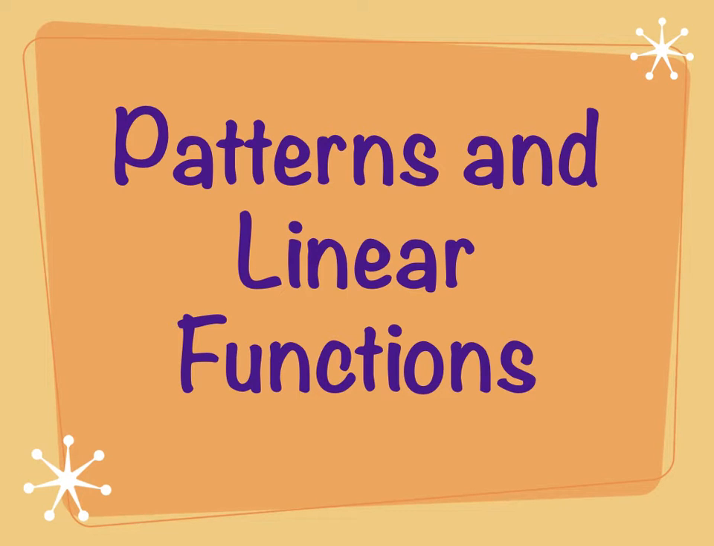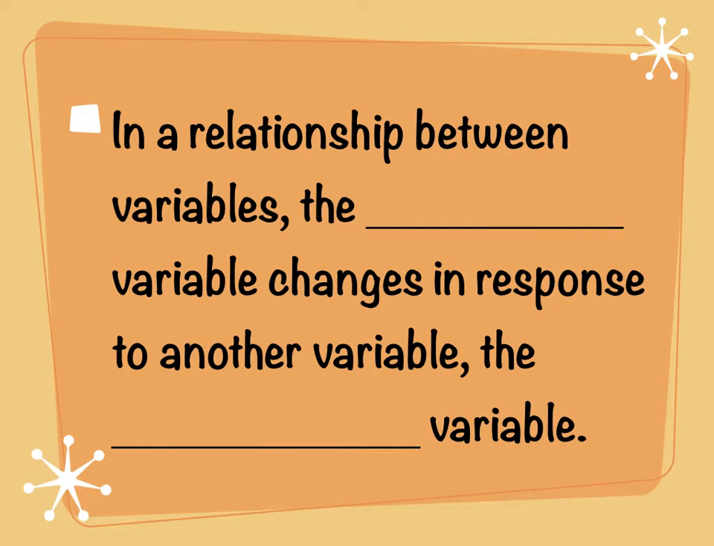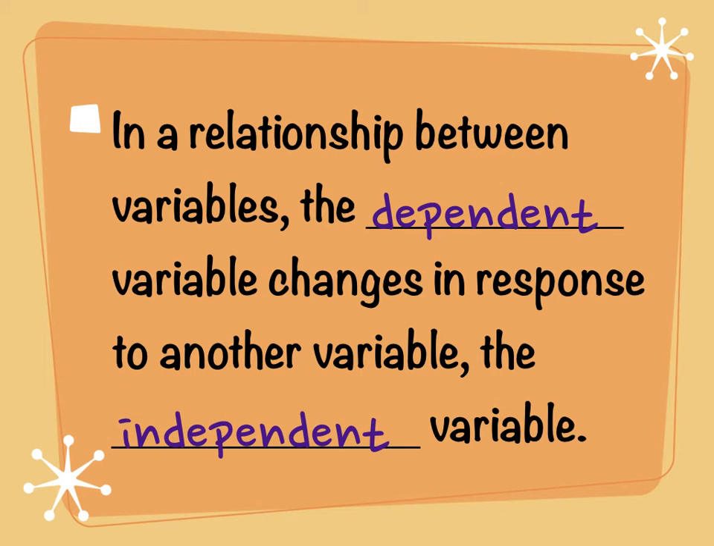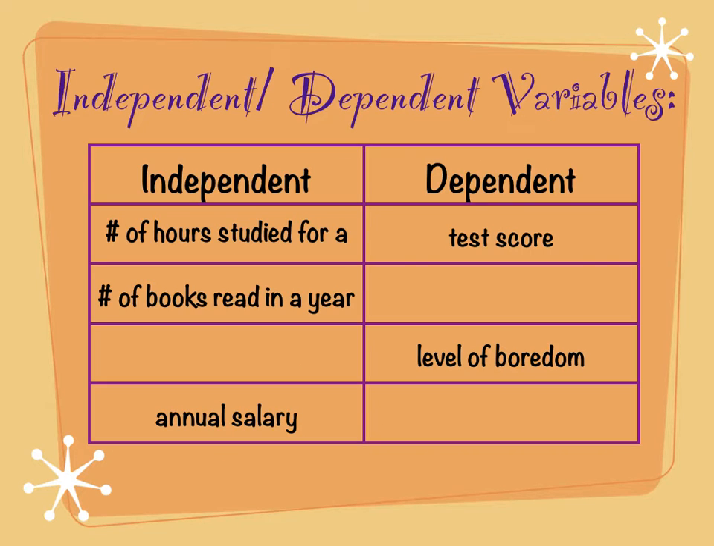This lesson is going to talk about patterns and linear functions. In a relationship between variables, we have a dependent variable that is going to change in response to another variable called the independent variable. So the dependent variable is going to depend on what the independent variable is. An example of independent and dependent variables.